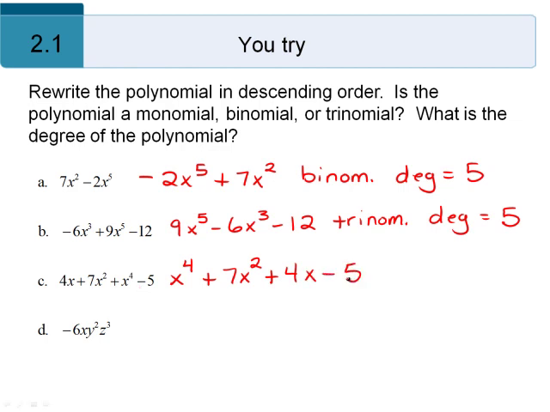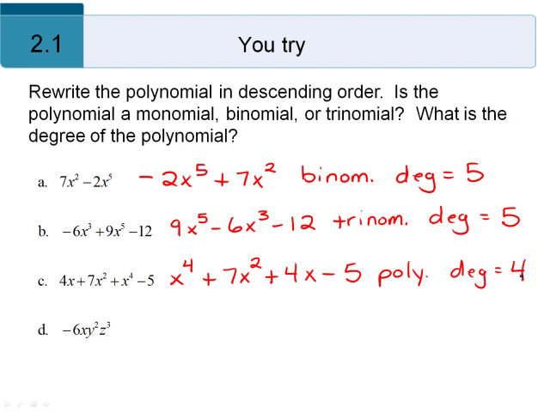Now, this expression has 4 terms. So it doesn't have a special name as far as monomial, binomial, or trinomial. It is just considered a polynomial, even though that's also the parent name or the umbrella name for all of them. They're all polynomials. But that one just doesn't have a fancy name. Okay, and the degree there, the largest exponent, is 4.